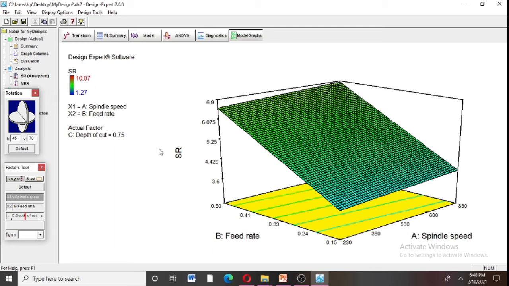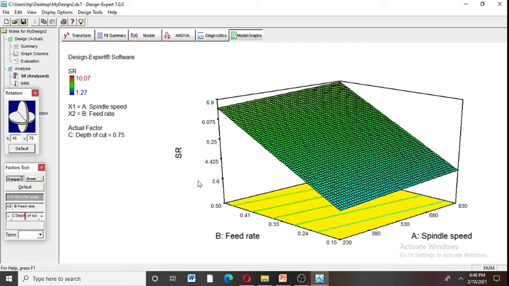a surface, right? A surface model. In that the spindle speed and feed rate are available, and surface roughness is available on the z-axis. And yesterday also I showed you some graphs, in that how the input parameter variations are available with the considered response. Here you see the spindle speed starts from 230 to 830, and the feed rate on the y-axis starts from 0.15 to 0.5.